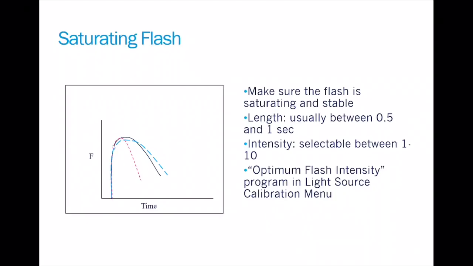The pink one is an example of one that is just not long enough. You can see the fluorescence is starting to come up, but the light goes off before you've really hit that maximum. The blue line here is an example of one that's just not bright enough. If you continually apply a higher saturating intensity and you're still getting an increase in fluorescence, that's a sign that the light level in the instrument is not bright enough to fully saturate your plant material.